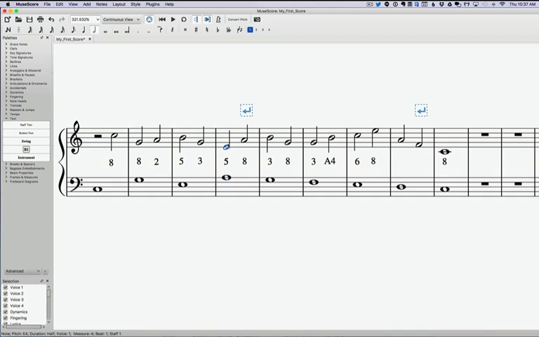That's a parallel fifth, right? Parallels from offbeat to offbeat, like what we had here, actually, 8 to 8, that is allowed, but no more than 2 in a row. So if this was an octave, that would be bad.